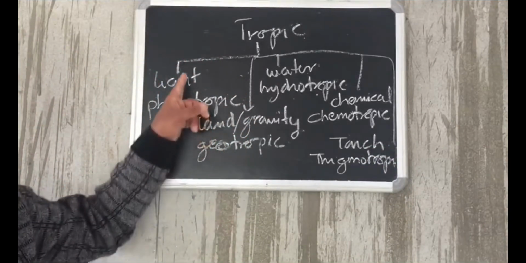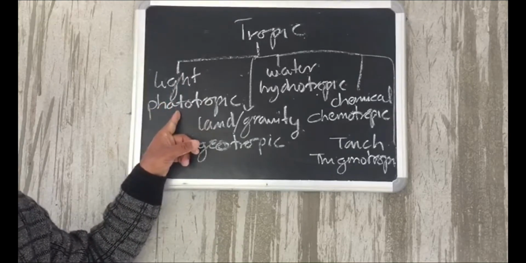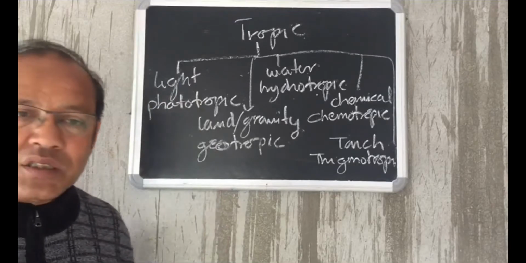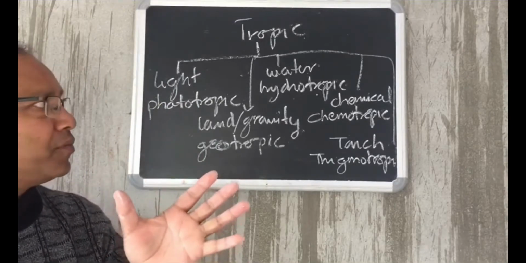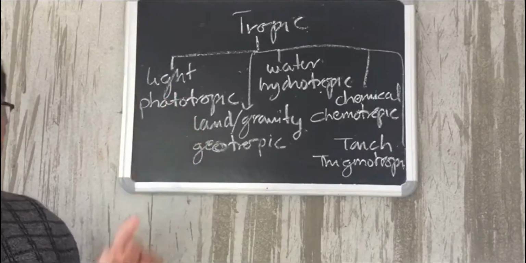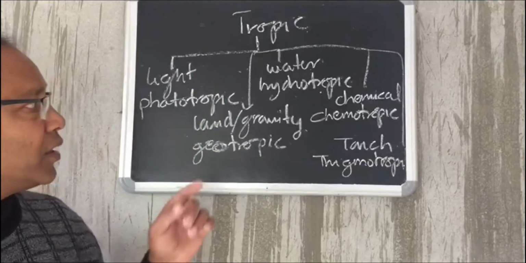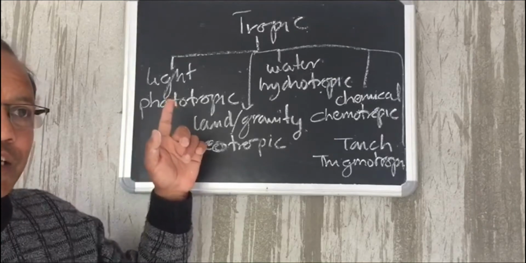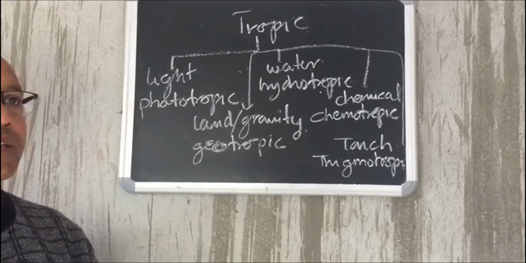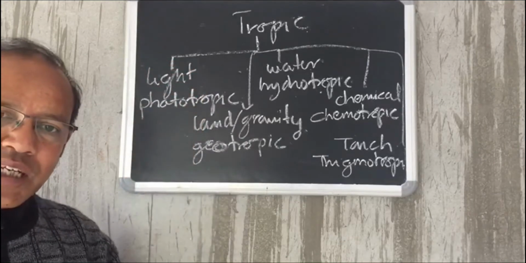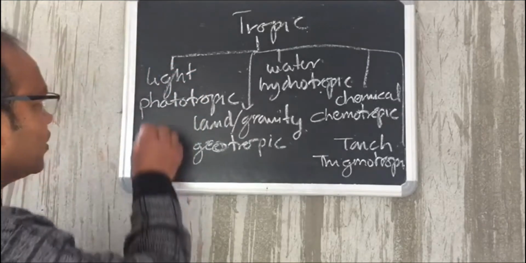When the stimulus is light, it is called phototropic. That means the part of the plant body moves towards or away from the stimulus. That is what is tropic movement. So when the stimulus is light, the shoot grows towards the light. When the stimulus is light, the root grows away from the light. So we can say the shoot is positively phototropic and the root is negatively phototropic.